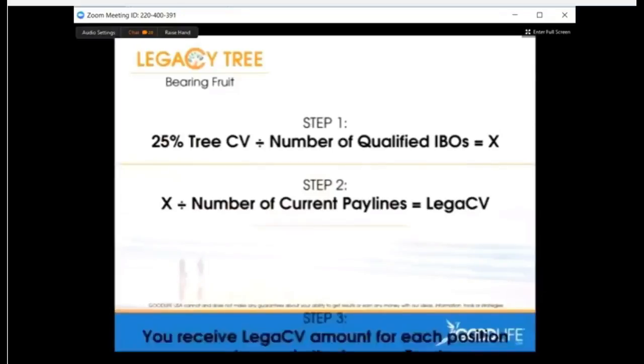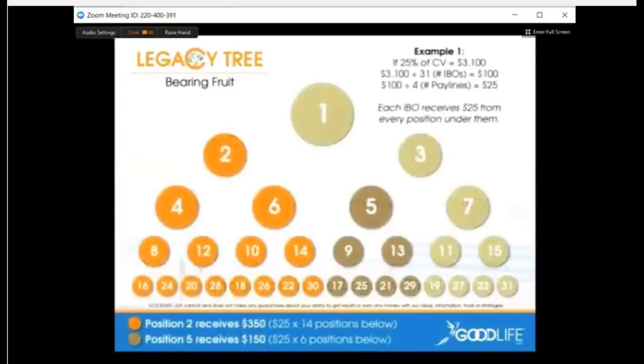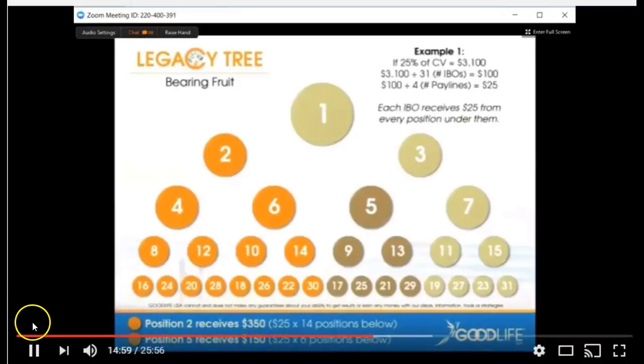Now, let me show you an actual working example of this. So you're going to receive your legacy CV in each position under the legacy tree. And here's how it actually works, all right? Let's take some actual looks at some dollars, and this will make more sense, I think, this way. You take example 1 here we got. Let's say that 25% of all the CV in the entire company is $3,100. Not very much, but we'll use a conservative example. So all we do is we take the 3,100. We've got 31 IBOs.